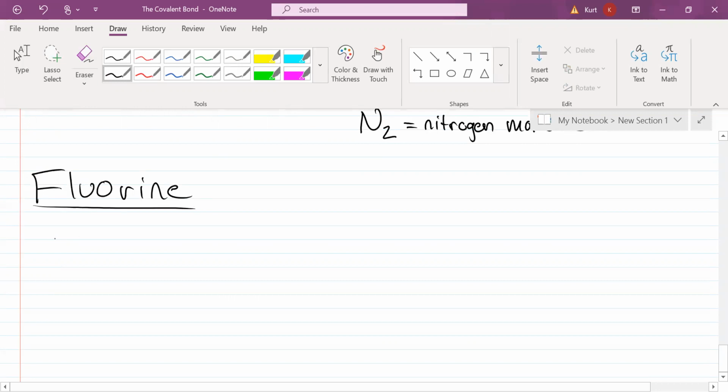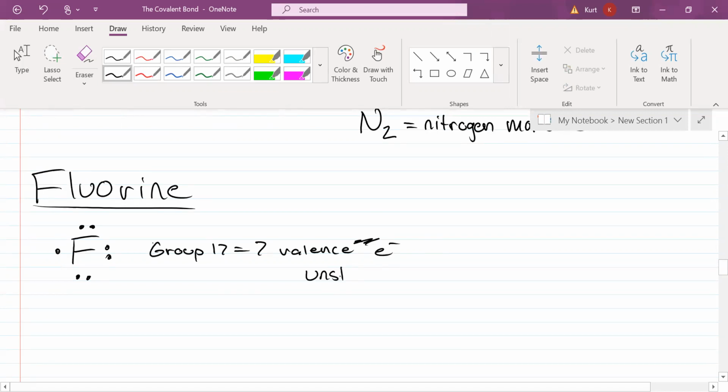All right, so fluorine. Fluorine is found in group 17. It's a halogen, so it has 7 valence electrons: 1, 2, 3, 4, 5, 6, 7. It is found in group 17, which means it has 7 valence electrons. It is unstable. It needs 1 more. So let's give it 1 more, and let's draw another fluorine: 1, 2, 3, 4, 5, 6, 7.